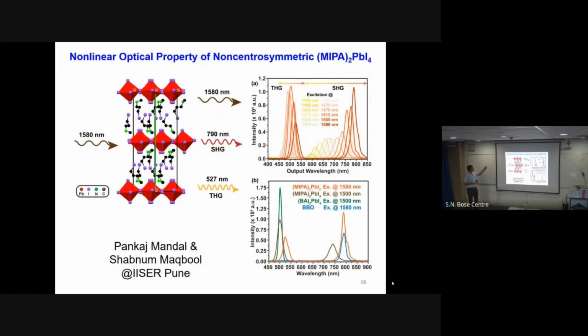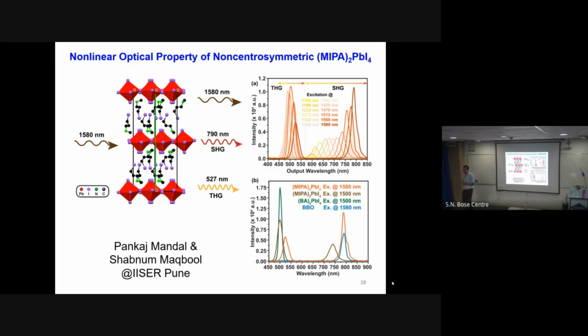Another proof of non-centrosymmetry is that you can get nonlinear optical properties. I gave the sample to my collaborator Pankaj Mandal from IISER Pune. When he and his student shine 1518 nanometer light on one of the non-centrosymmetric crystals, they get second harmonic generation at 790 nanometers, which is here. If they tune the incident photon wavelength, the SHG signal also tunes, and you can see the different wavelengths. Incidentally, this sample also shows third harmonic generation.